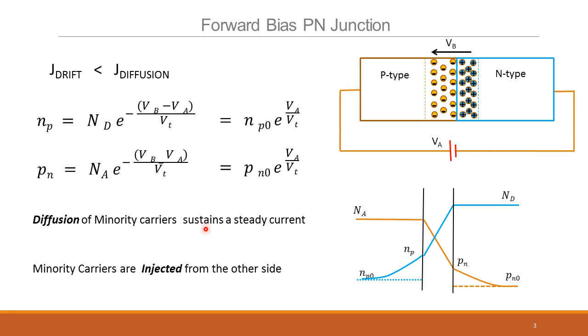So diffusion of minority carriers sustains a steady current. Diffusion of the minority carriers on each side sustains the current. Again repeating it, the carriers themselves are supplied from the other side. Minority carriers are injected from the other side, where on that side it is a majority carrier, but when they're injected here, they become minority carriers and they diffuse. So current is mainly carried by diffusion. Same way with the hole also. This hole is injected into this side and diffusing here. This diffusion is what constitutes the current.